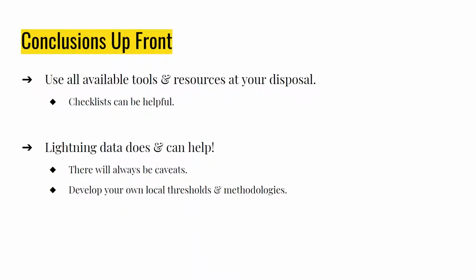So using all the available tools and resources at your disposal, checklists can be helpful, and I will give you a couple of examples of checklists that we've started to use in our office over the last convective season. And then, of course, why I'm even here today: lightning data does and can help. I just want to let you know right up front that that was definitely something that I had found over the years, but definitely when I took a closer look at some of these events that we saw in the 2020 convective season.